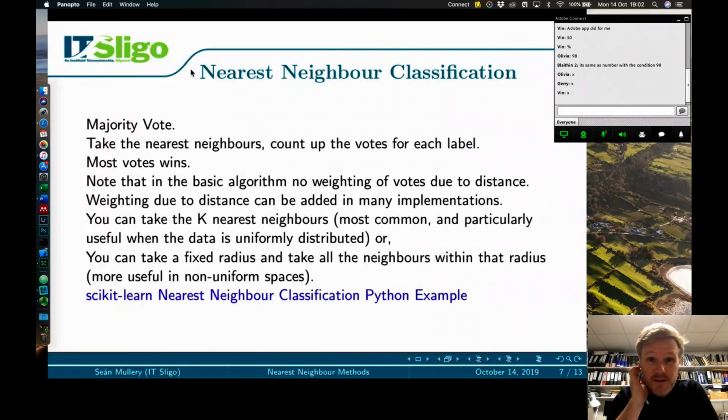So what are some of the ways that we can decide, the question that I asked you there, where most of you said X as being the answer? What are some of the mechanisms that we could use in order to decide how we're going to classify once we've done that? So we could use majority vote, and I think that's what you did in the previous case. Take the nearest neighbours, count up the votes for each label, most votes wins, job done. Note that in the basic algorithm, there is no weighting of votes due to distance.